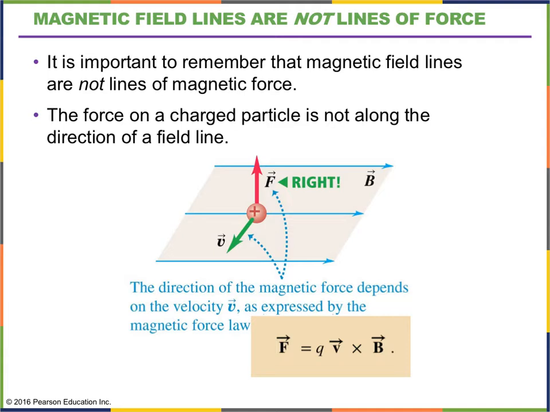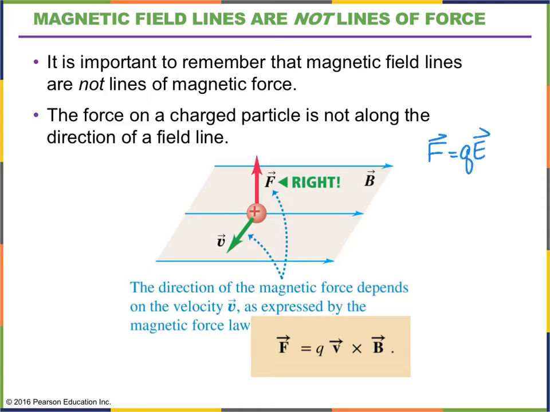Basically, some of the things that we learned was that magnetic field lines are not lines of force. And you might be like, well, what does that mean? Because it's not obvious. Well, part of the reason that we say that is because when an object in a magnetic field feels a force, it turns out that force is not in the direction of the magnetic field. And that's different from what we found with electric fields.